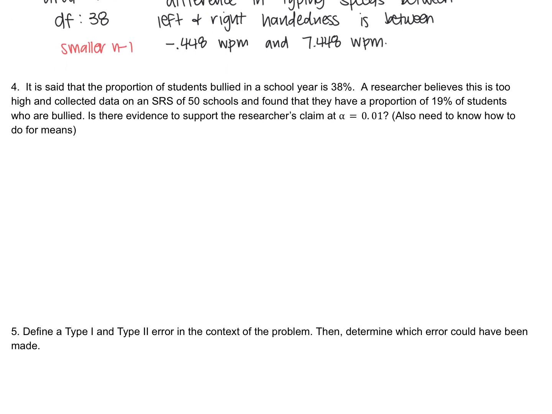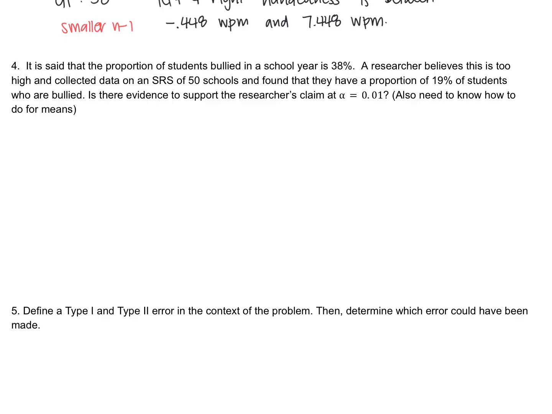Next, we have that it is said that the proportion of students bullied in a school year is 38%. A researcher believes this is too high and collected data on an SRS of 50 schools and found that they have a proportion of 19% of students who are bullied. Is there evidence to support the researcher's claim that alpha equals 0.01?